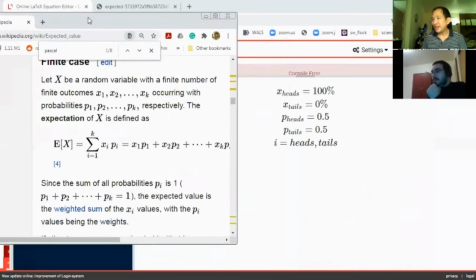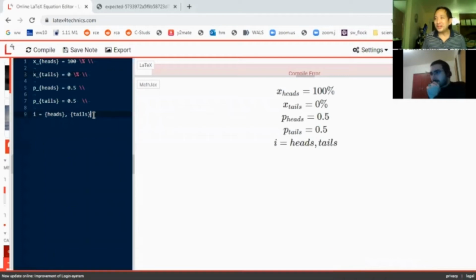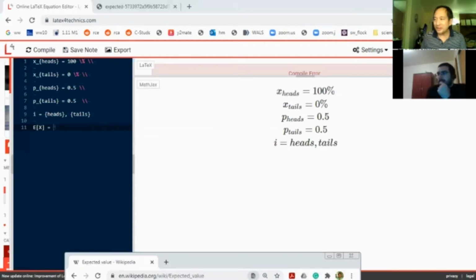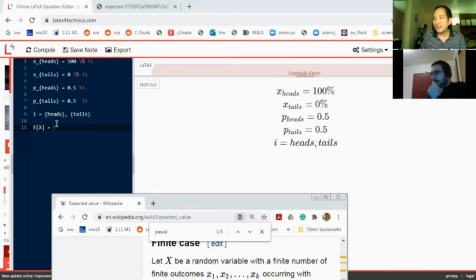So anyway, we're going to do this summation here, x_i p_i, and we're just going to calculate E of X. And so I'm just going to execute it here. So E of X equals, no, let me see. I'm going to try to do this, sum of x_i p_i. There's a way to do this. Let's see.